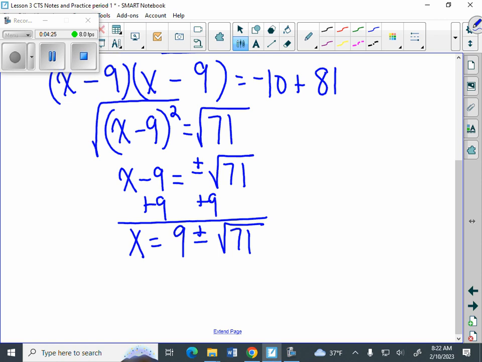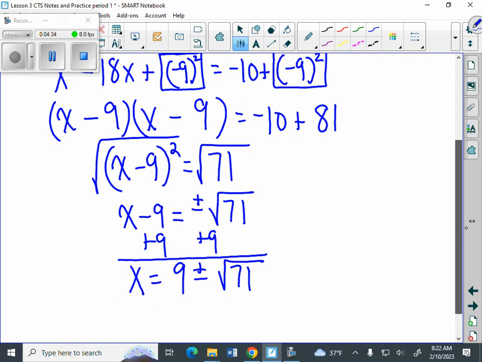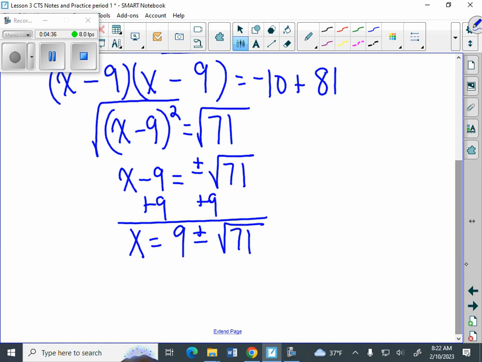Our last question is, could we have factored this expression? And the answer is no. Just a reminder that if the answer has a square root in it, we cannot factor. If the answer has an i in it, we cannot factor. If we have both a square root and an i, we cannot factor.